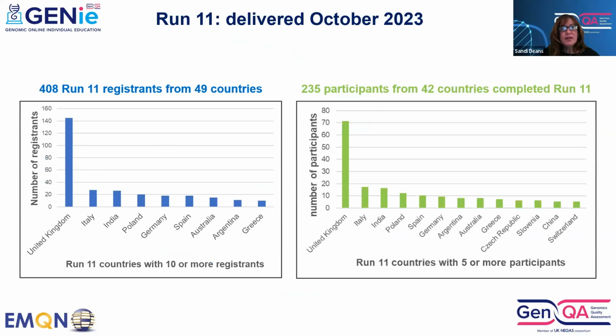The Run 11 that we're discussing today was delivered during the calendar month of October this year. So we had 408 registrants from 49 different countries. And I think the benefit of it being online and available whenever you want to use it demonstrates that we've got really good coverage across the globe with 49 different countries. And here's just an idea of those countries where we had 10 or more registrants.